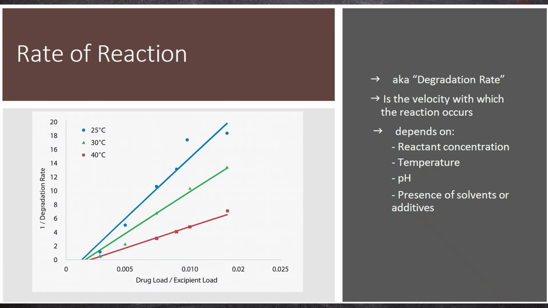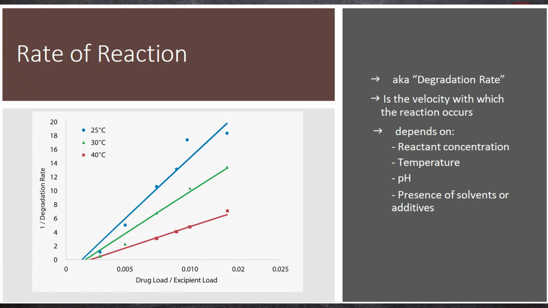One, reactant concentration. The more concentrated the reactants, the faster they collide and react. Second, temperature. As temperature increases, molecules move faster, leading to a higher rate of reaction. Third, pH, which can either stabilize or destabilize certain compounds. And lastly, the presence of solvents or additives, which can either speed up or slow down the degradation process.